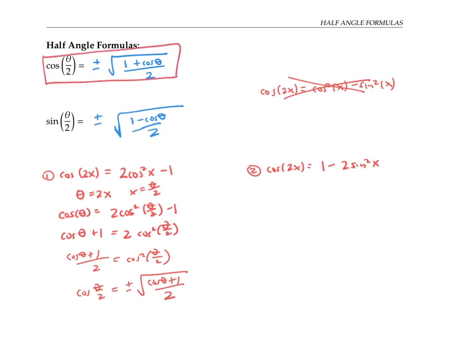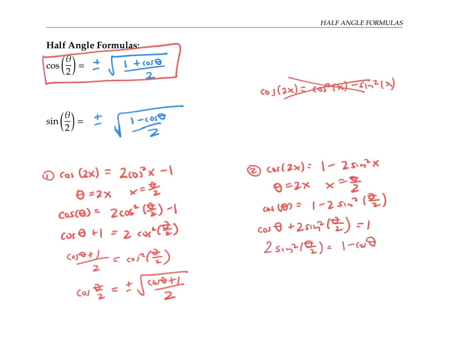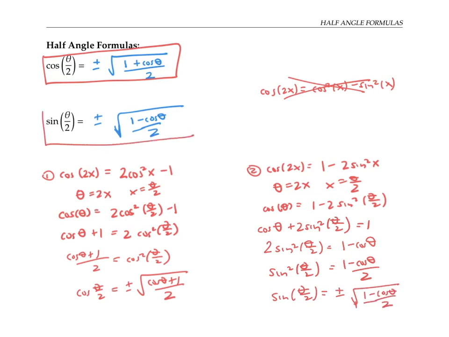I can carry out a similar process with the second formula. I'll substitute theta for 2x, which means that x is theta over 2. That gives me cosine theta is 1 minus 2 sine squared theta over 2. Now I'll solve for sine of theta over 2. I'll start by adding 2 sine squared theta over 2 to both sides. Next, I'll subtract cosine theta from both sides. Next, I'll divide both sides by 2. And finally, I'll take the square root of both sides. That gives me sine theta over 2 is plus or minus the square root of (1 minus cosine theta) over 2, which is the formula I was looking for.